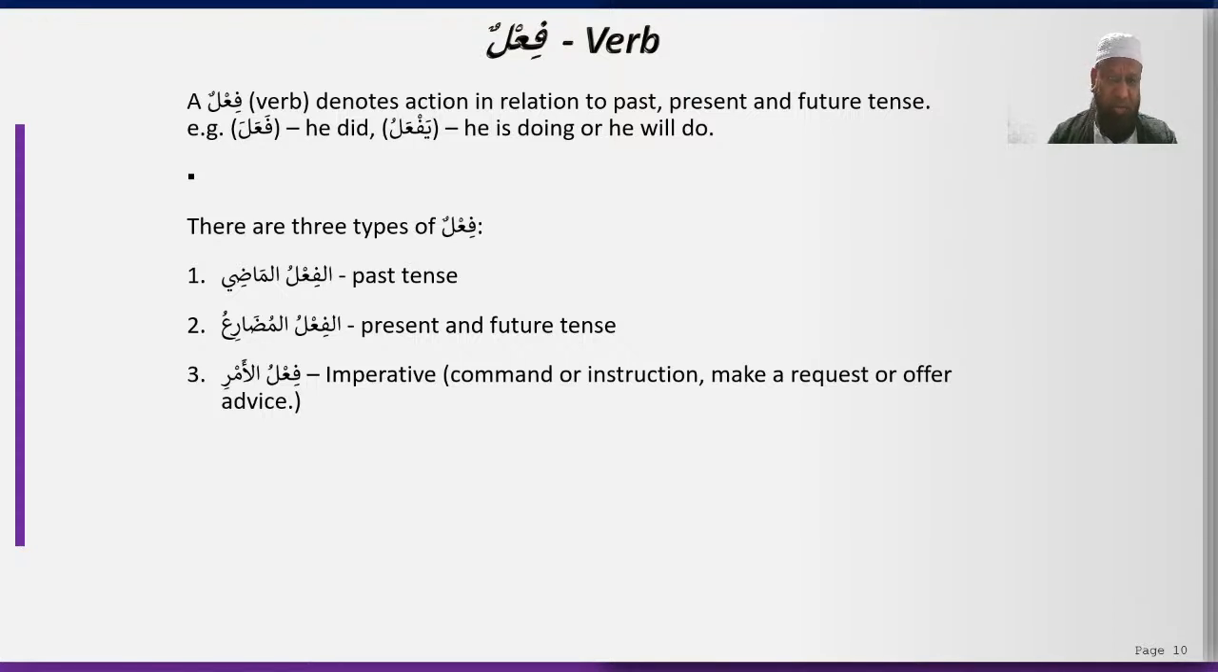Now verb, what is verb? A verb denotes action in relation to past, present and future tense, like fa'ala, yaf'alu. The three types of fi'l: al-fi'l al-madi, past tense; al-fi'l al-mudari, present and future tense; and fi'l al-amri, imperative or command verb.